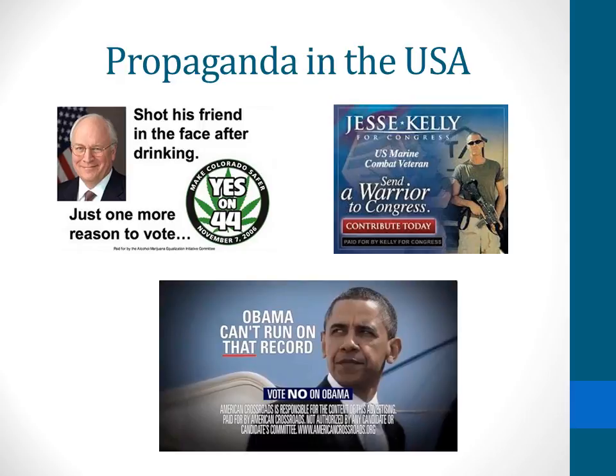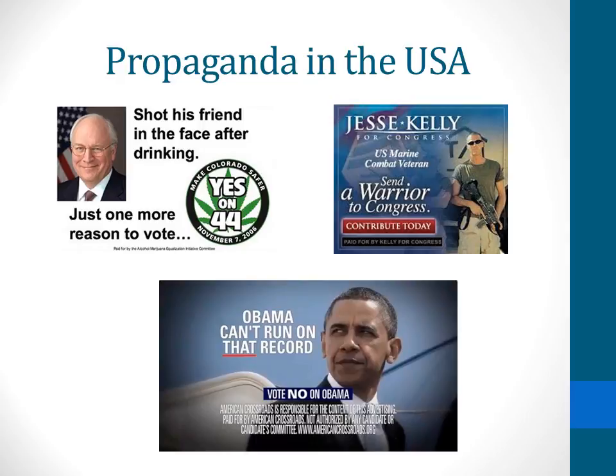On the top right, you have Jesse Kelly for Congress. He's a U.S. Marine combat veteran. He's standing there looking very manly with his large gun. And the tagline is, "send a warrior to Congress." It doesn't tell you what he stands for, what his political affiliation is, or what his plans are. All we really get is a guy standing there with a giant gun, and the tagline, warrior, is in the biggest letters.